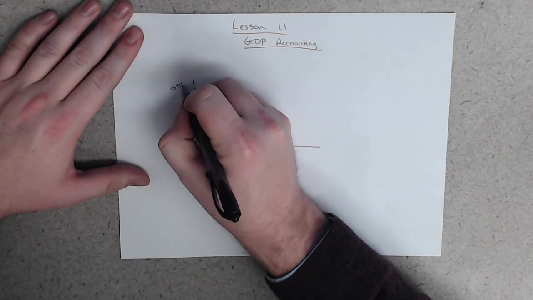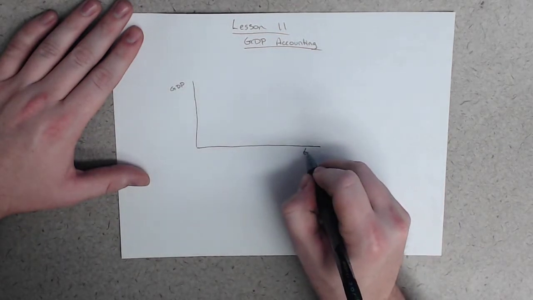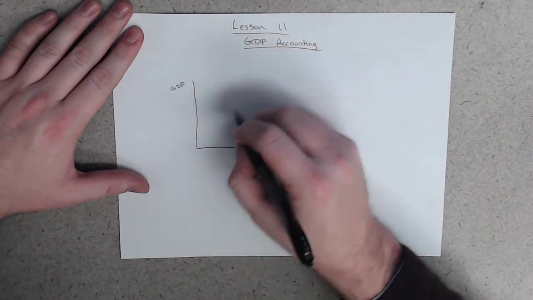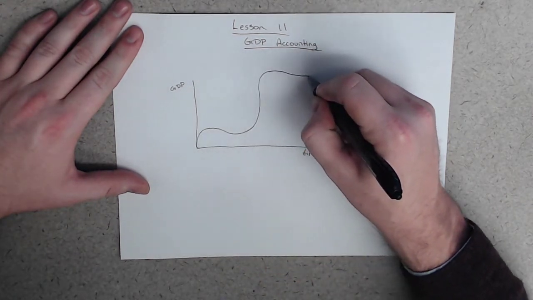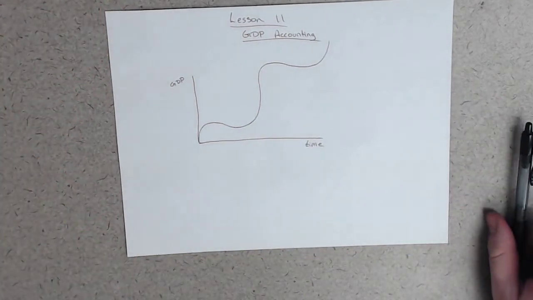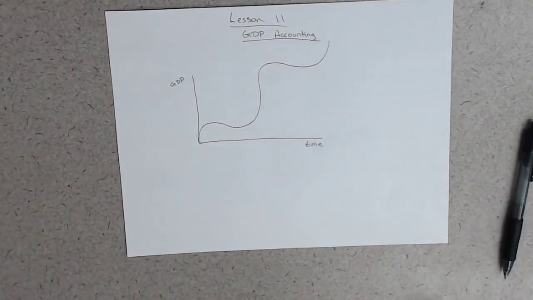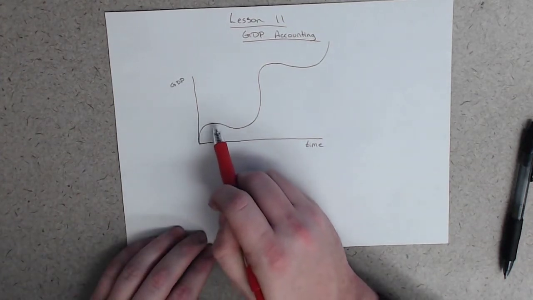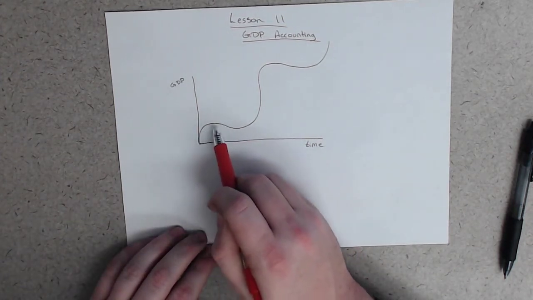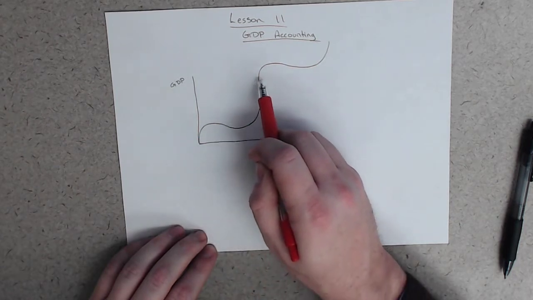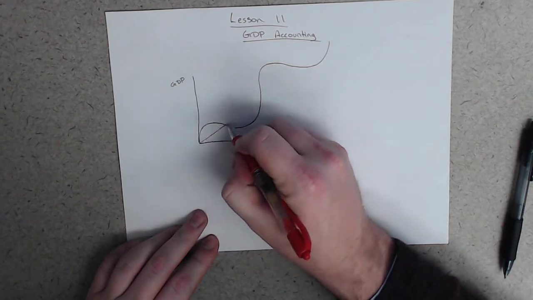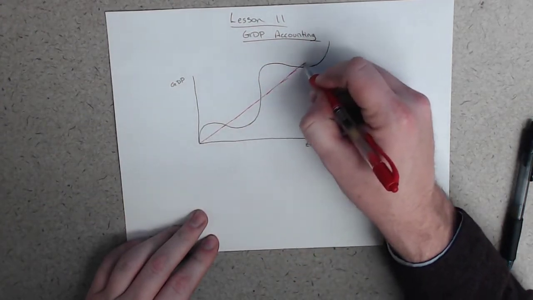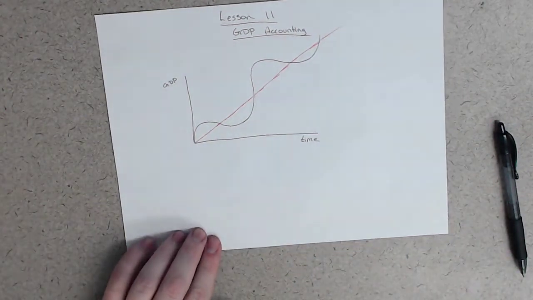And I'm going to draw an exaggerated one just to make it really clear. So we have that. What we have is real GDP rising really rapidly at some times, and slowing down or even falling at other times, and then rising really rapidly. And if we put a line of best fit through this, it looks something like that, okay?